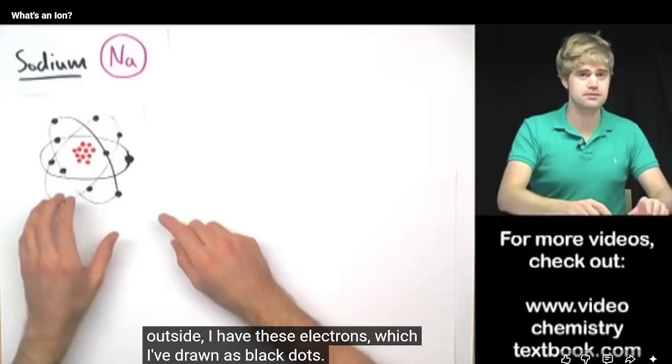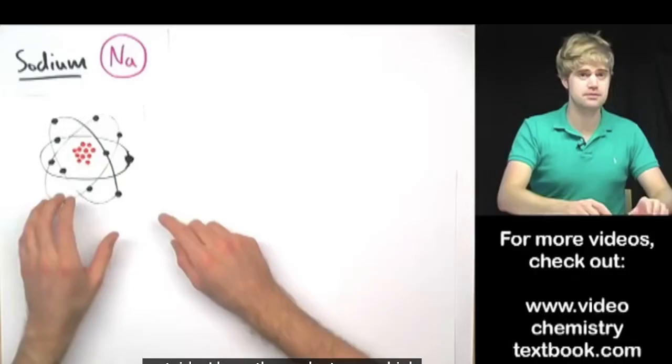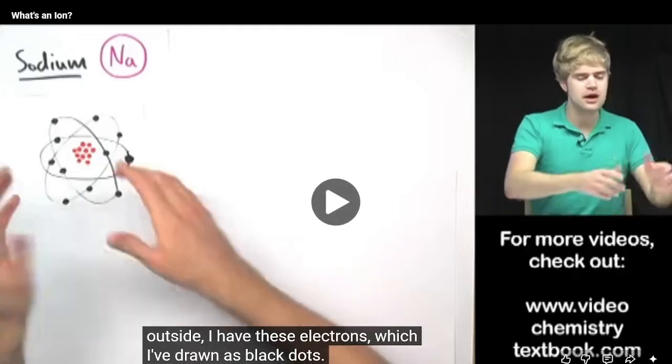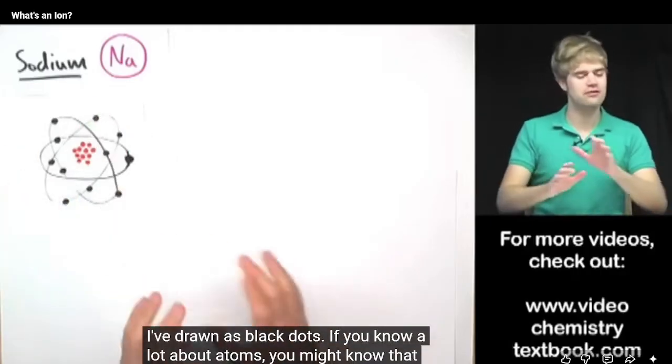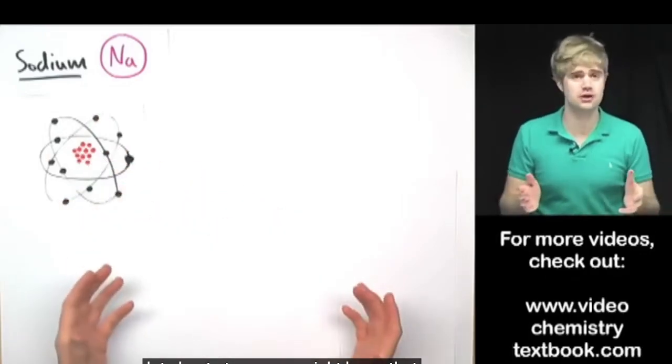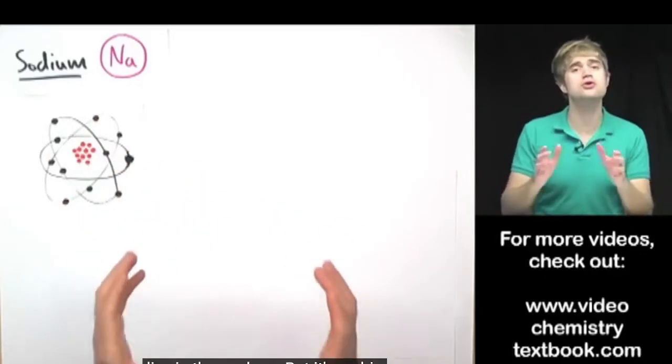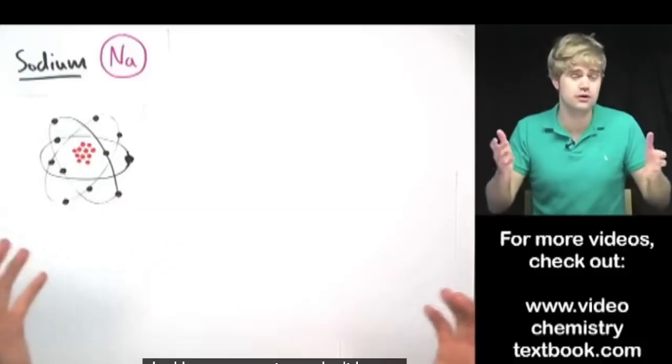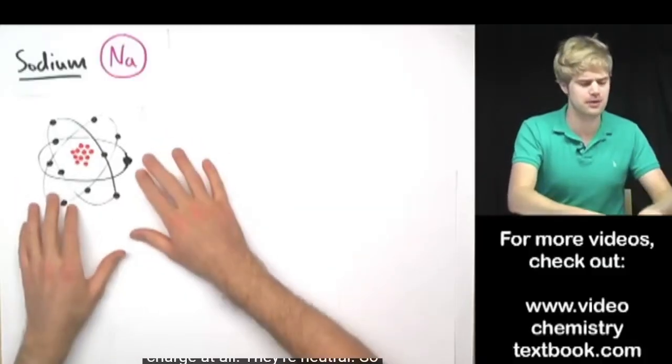What has he left out of this model? Neutrons. And it's because for the purposes of ions, they don't matter. Okay? Like you could have an isotope with versions with more or less, but it doesn't matter in terms of the charge because neutrons are what charge? Neutral. If you know a lot about atoms, you might know that I've left out the neutrons, which also live in the nucleus. But it's no big deal because neutrons don't have a charge at all. They're neutral, so they're not important for what we're talking about here.